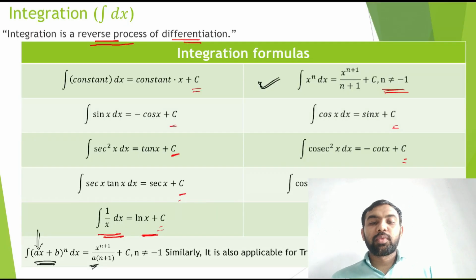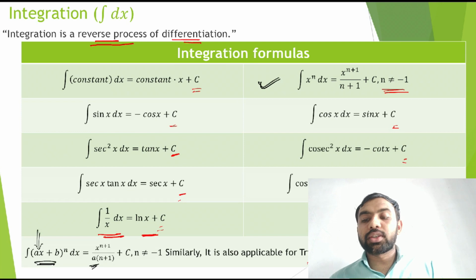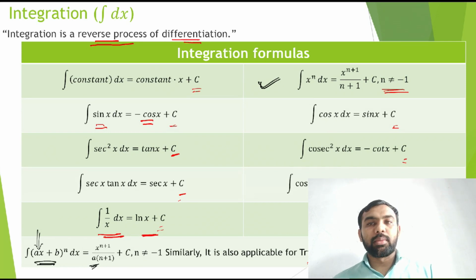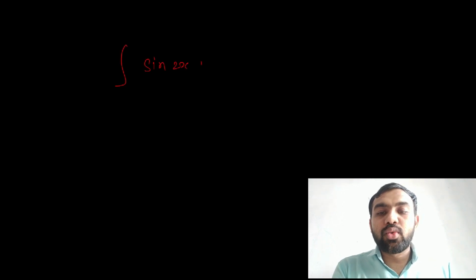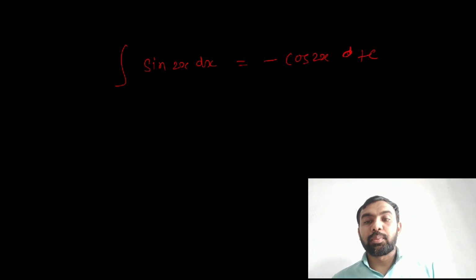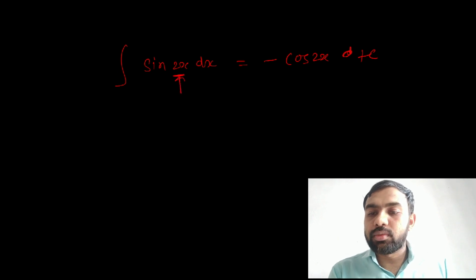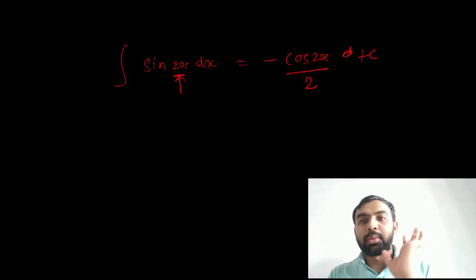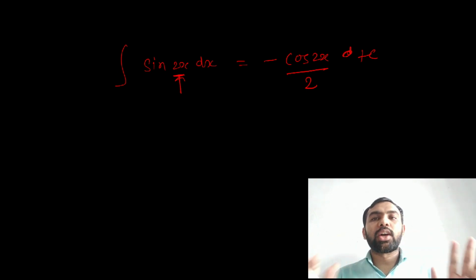Let's see the next one. Similarly, this is also applicable for trigonometric functions. If it is sine, then the integration of sine x is equal to minus cos x. Whatever the multiplier of x, that is a, comes in the denominator. For an example, if integration of sin 2x dx, then its integration is minus cos 2x plus c, but here what is there? 2, so divide by 2, like this. Whatever the coefficient of x is comes in the denominator. You must remember, this is the rule.